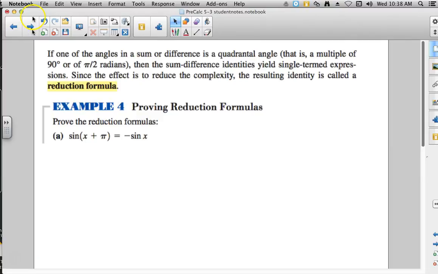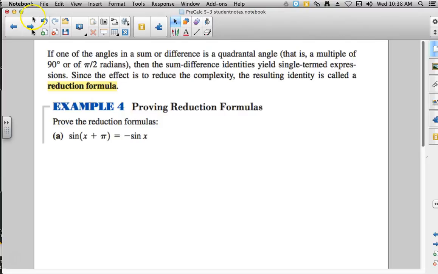Because when something works out really nice, we want to use it. So if one of the angles in a sum or difference is a quadrantal angle, we saw earlier, hey, that's going to give us ones and negative ones and zeros and things just, boom, come down to something simple. I mean, that's what we want. So it says, then the sum and difference identities yield single-termed expressions. Beautiful. Cosine x, sine of x, negative cosine x, negative sine of x, those nice things. Since the effect is to reduce the complexity, the resulting identity is called a reduction formula.